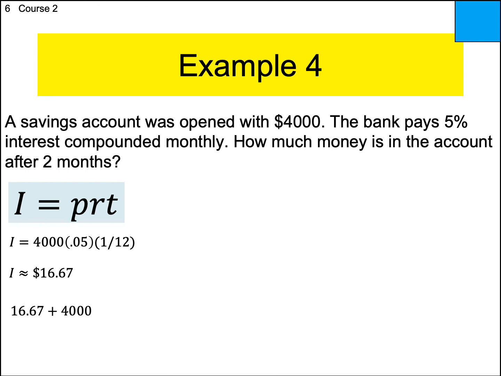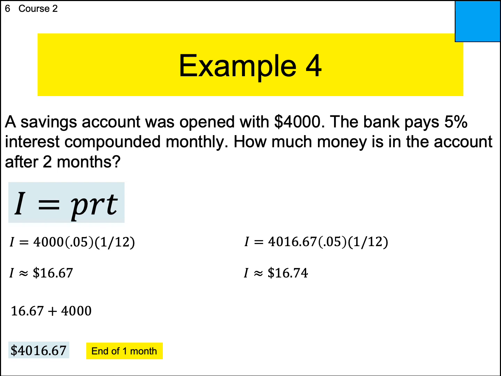So after 1 month, we throw that in, we've got $4,016.67. That's what we will throw in at the end of the month to our new calculation for the second month. We do the calculation again. Notice we made an extra 7 cents. Boy, we're rolling in it now. We're going to add that to our principal, not the $4,000, but the $4,016. And we wind up at the end of 2 months with $4,033.